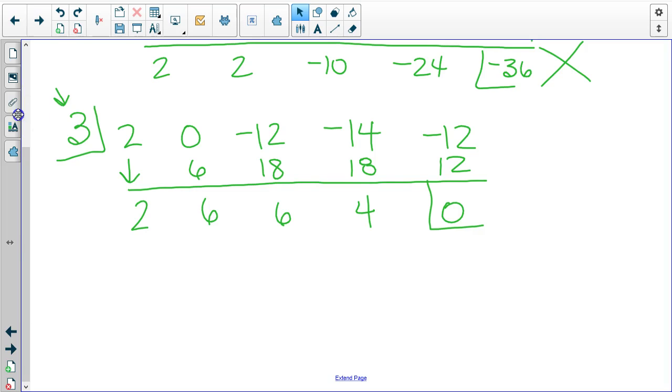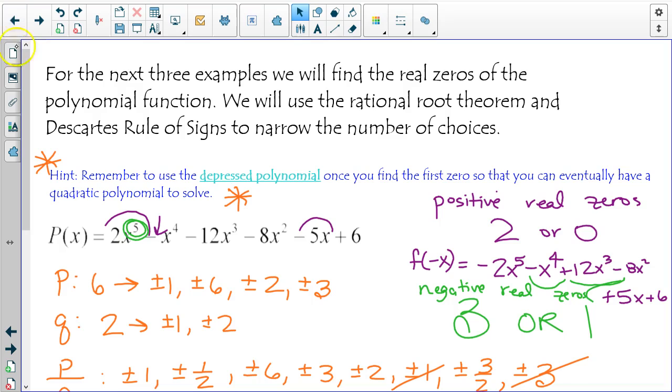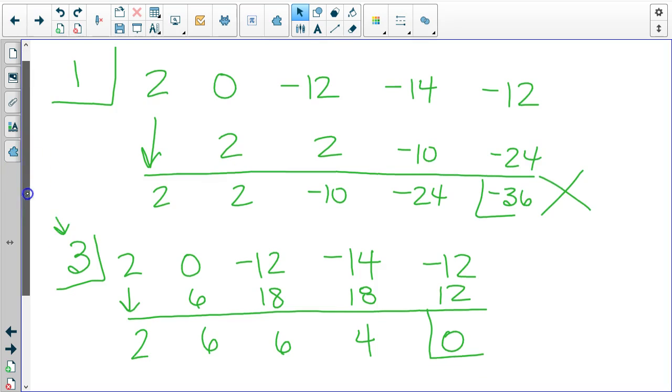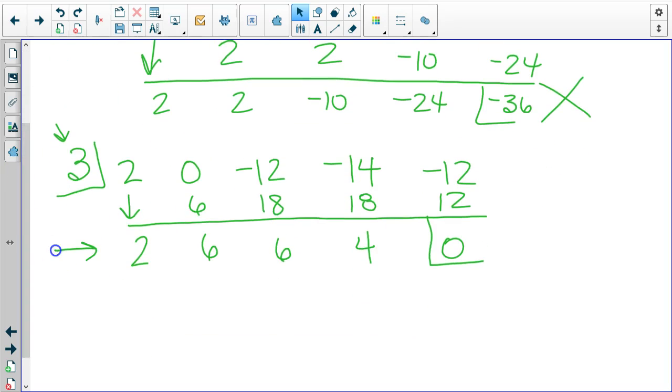So how many positive zeros have we found? So should I keep trying positive numbers? No, because you found 2. So that's it. So now, well, we started as a 5th degree. We got it to a 4th degree. So now it's a 3rd degree. So yeah, do we have to find another one?